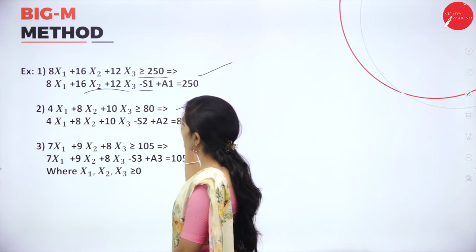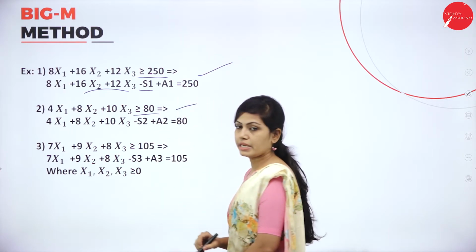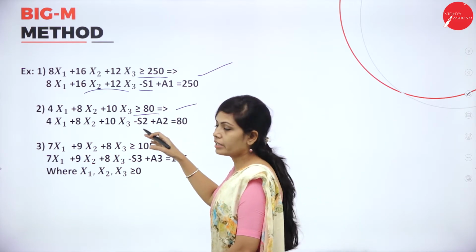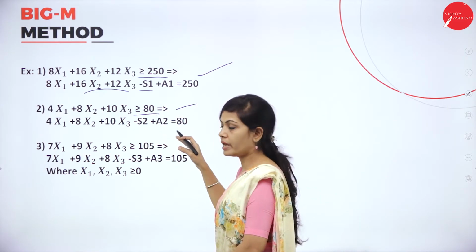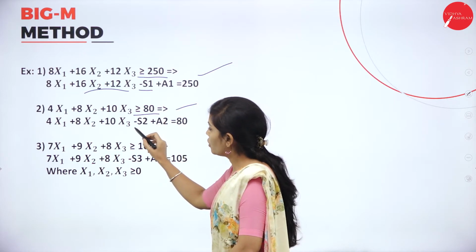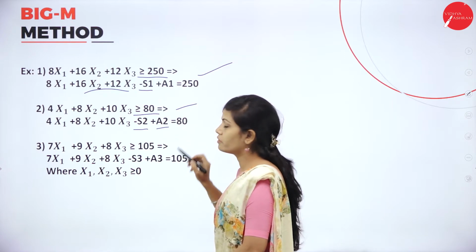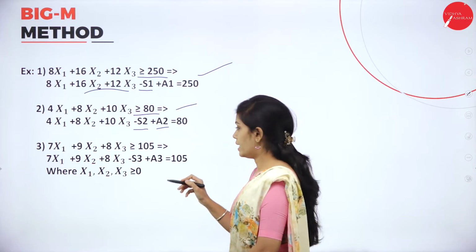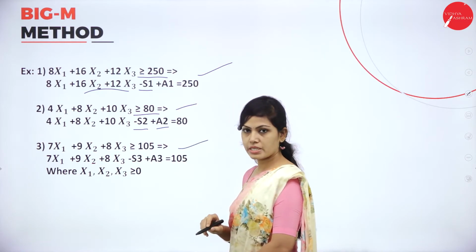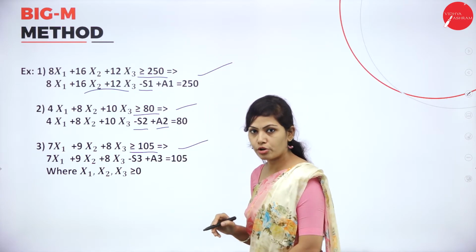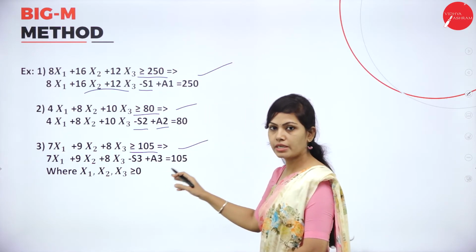And the second constraint, greater than or equal to 80. Again, we have greater than or equal to 80. So again, I am converting this inequality into equality by subtracting the second surplus variable S2 and adding artificial variable A2, equal to 80. And the last constraint is the third constraint. Again, we have greater than or equal to 105.